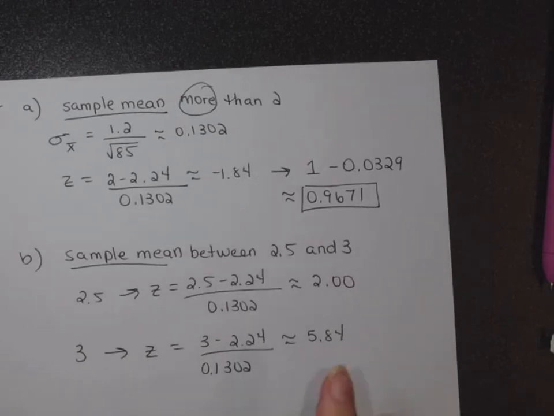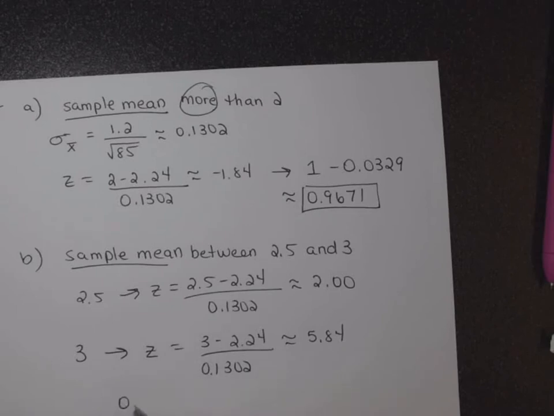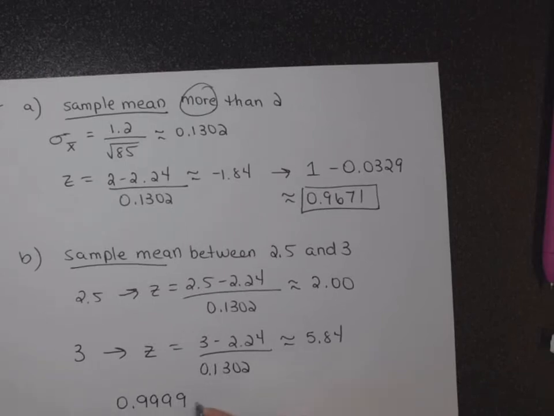Okay, so we're going to subtract the 2. Remember, anything bigger than 3.7, I think is what it is. Let me look at my chart. Yeah, anything 3.7 or more just comes out to be 0.9999. And then we're going to subtract off what we get for 2, which is 0.9772. So 0.0227 is what we get for part B.